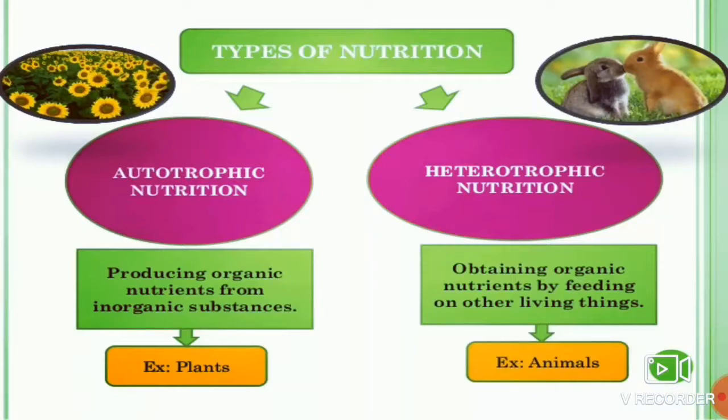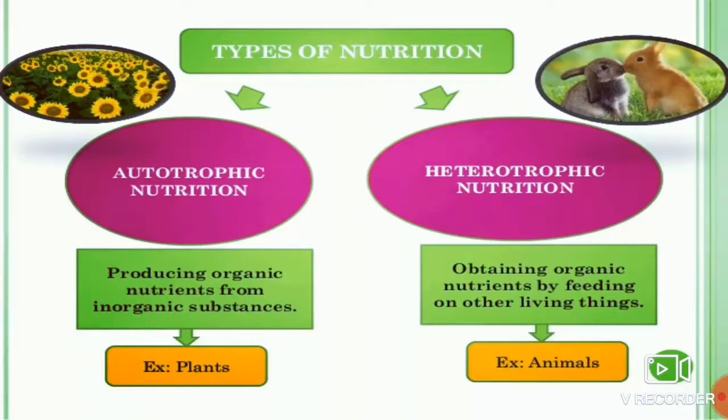First, autotrophic. Second, heterotrophic. Auto means self, trophic means food. So autotrophs are the organisms who synthesize their own food. Heterotrophs are the organisms who cannot synthesize their own food. So how do they get their energy? They get their energy by eating other organisms.